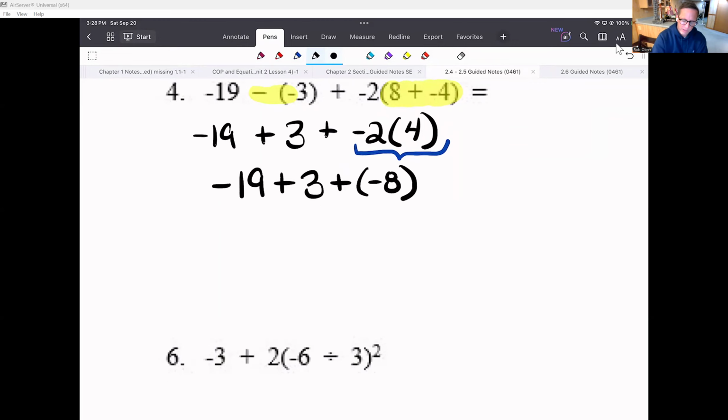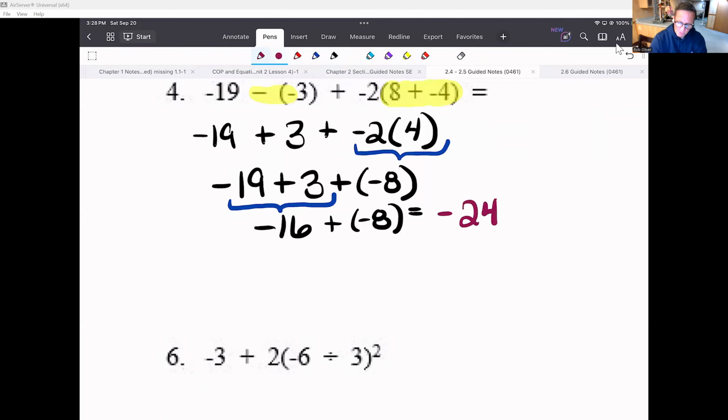Slow and steady wins the race here. Now let's just go left to right. So negative 19 plus 3 is negative 16. Then negative 16 plus negative 8. Those have the same sign, so we're going to add their absolute values, and that comes out to negative 24. You keep the sign, right? 16 plus 8 is 24. Keep it negative, because they're both negative.